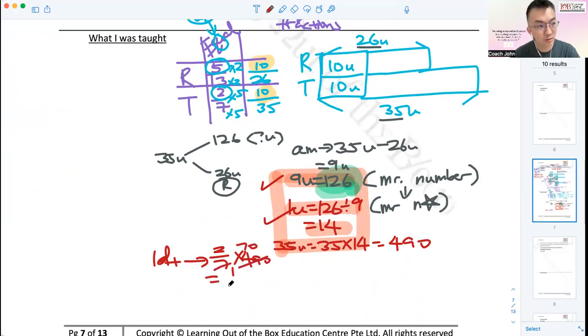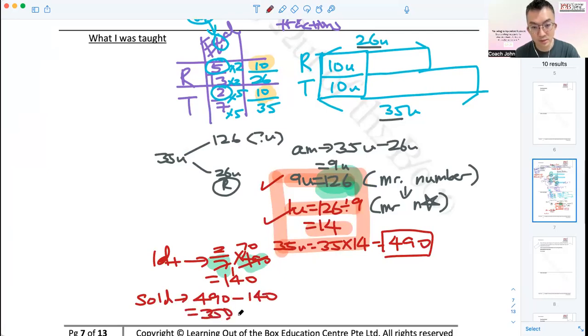Do your cancellation. Okay, here please do not just rely on the calculator. Please do your cancellation. Then total minus 140 equals 350, and that's the answer.